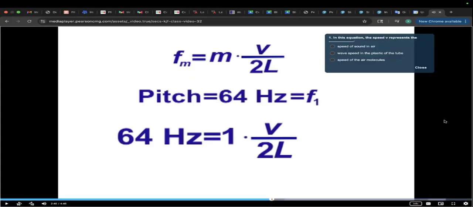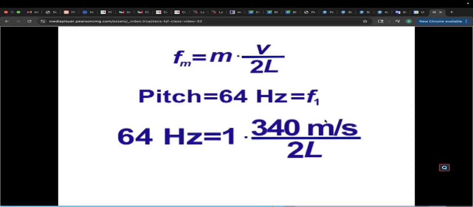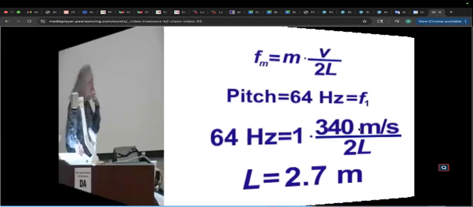What do we use for the velocity? The speed of sound in air, and that's like 340 meters per second. It's 343 meters per second at 20 degrees Celsius. It's not 20 degrees Celsius where I'm standing, so we're going a little bit lower than that, our typical average value here. And I can calculate the length, and if I do that, I get a length of 2.7 meters. In fact, that's how we calculated how long to make the tube.